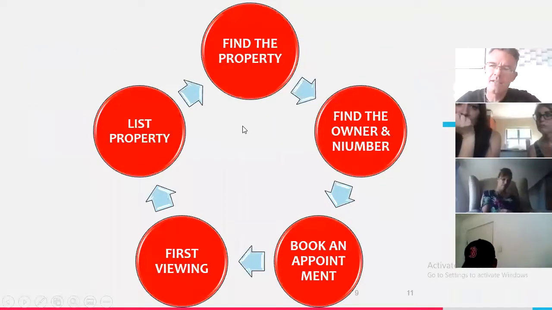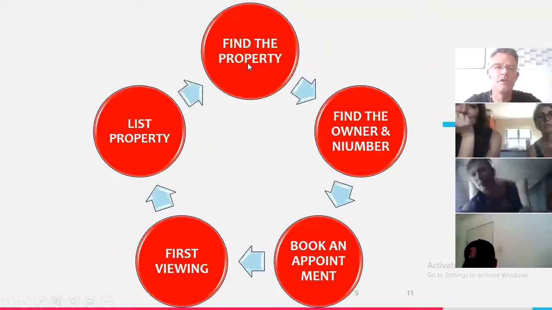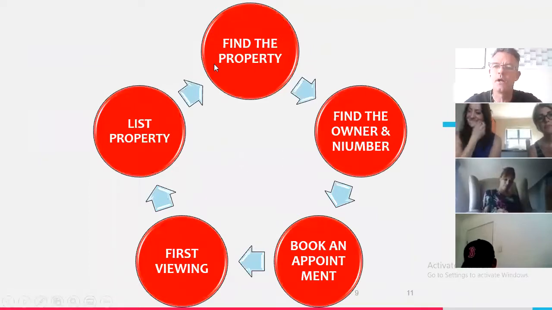So the basis of building a business is very simple. Find the property, right? Step 1. Step 2, find the owner and the telephone number. Step 3, book the appointment. Step 4, do the first viewing and then list the property. So can you see that's how we list properties? Can you see how simple that is, guys?